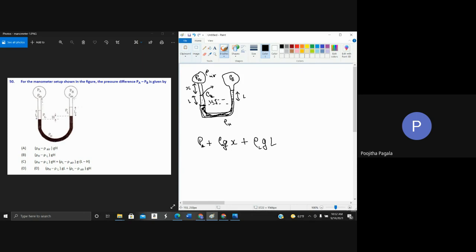Now there is a property in fluids. Whenever you have a continuous fluid, the pressure at the same depth will be the same at all points at the same depth. Because this is a continuous fluid, the black fluid, whatever the pressure is here is going to be exactly the same pressure over here. So this is the pressure at this point.